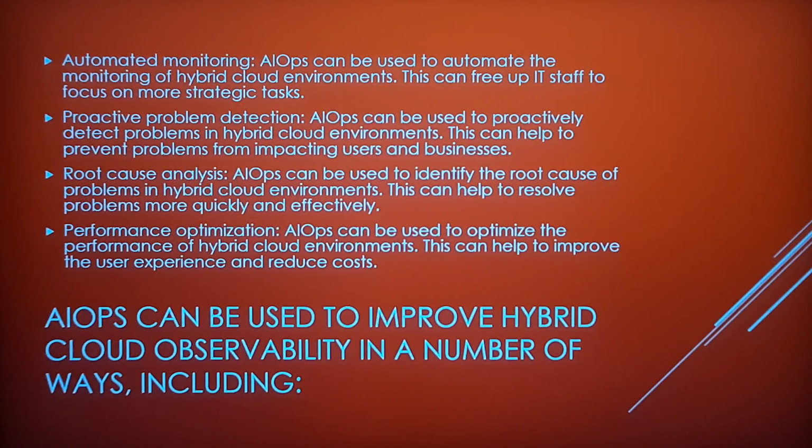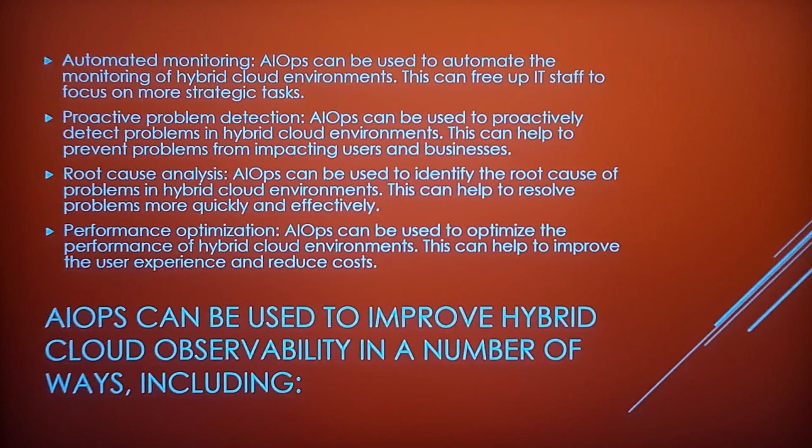AIOps can be used to improve the hybrid cloud's observability in a number of ways, including automating monitoring. AIOps can be used to automate the monitoring of hybrid cloud environments. This can free up IT staff to focus on more strategic tasks. Proactive problem detection. AIOps can be used to proactively detect problems in hybrid cloud environments. This can help to prevent problems from impacting users and businesses.